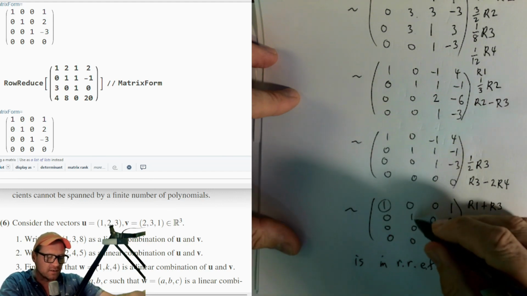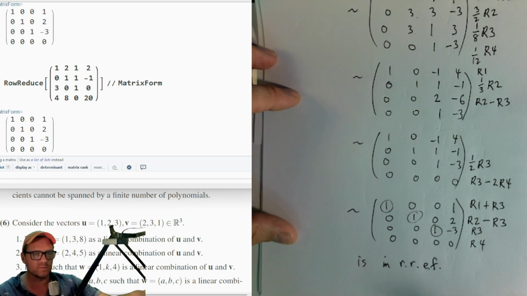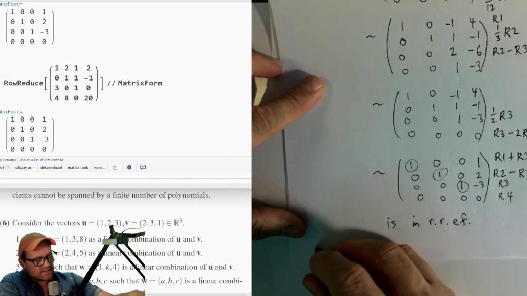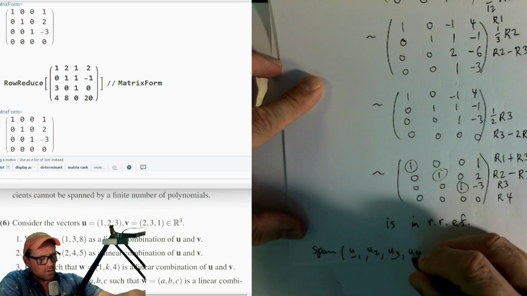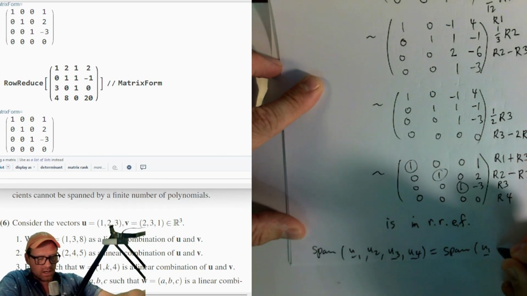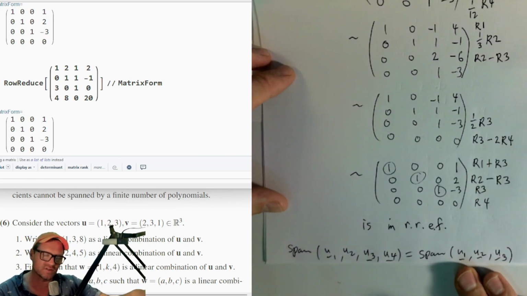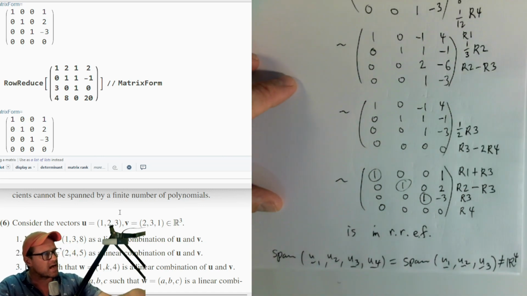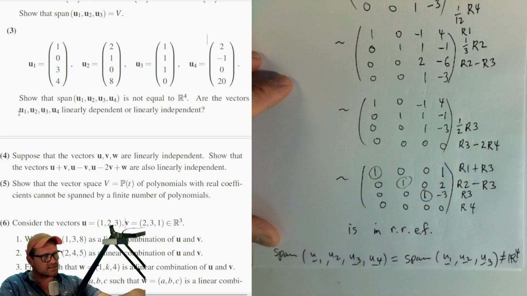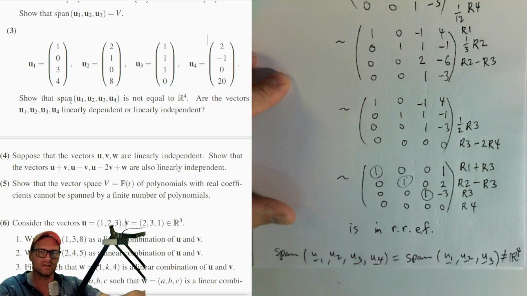Let's identify where the pivots are. So this says look at columns 1, 2, and 3 of the original matrix A, extract those 3 vectors. And so what we can learn then is that span of U1, U2, U3, U4 is equal to span of U1, U2, U3. Okay, and because there are only 3 vectors, this cannot be all of 4 space. So this is not equal to 4 space. It also tells us, as we come back to the question, that the 4 vectors U1, U2, U3, U4 are linearly dependent. They depend on each other.